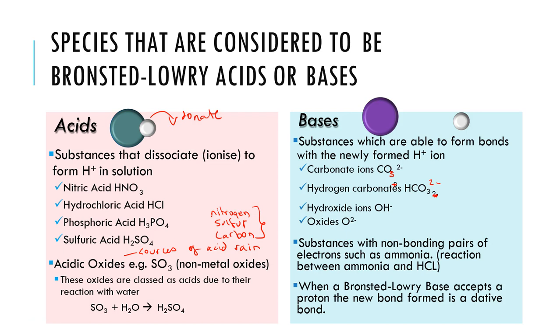So substances with non-bonding pairs of electrons, so ammonia, okay, can form bases if they're able to accept a proton. So we see that with the reaction of ammonia gas reacting with hydrochloric acid to form ammonium chloride. In this case, the ammonia accepts a proton forming NH4+, and the hydrogen chloride or hydrochloric acid loses the proton forming Cl-. These two ions will then react to form an ionic bond and will form ammonium chloride solid.